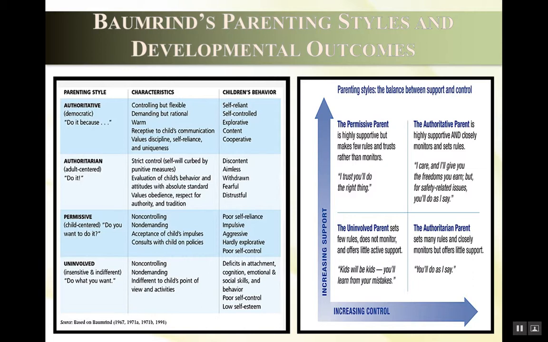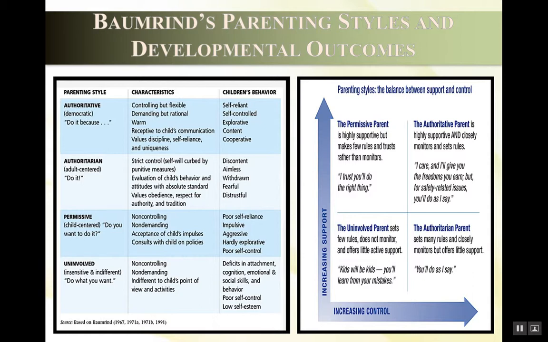Children's behaviors can include poor self-reliance. They're impulsive, aggressive, hardly explorative, and have poor self-control. They're used to getting what they want, so they're going to continue to display those types of behaviors. When they don't get what they want, especially if they have a teacher who's not permissive and their parents are, they're going to have a hard time meeting in the middle and they're going to clash.